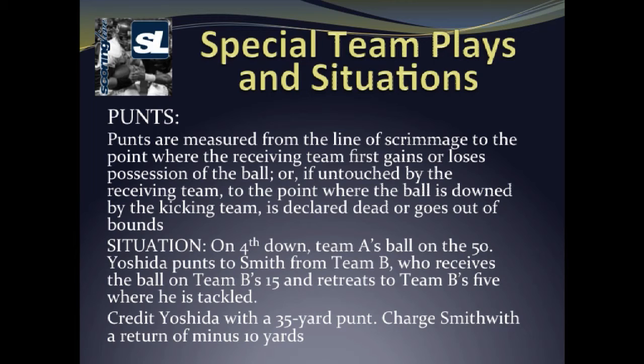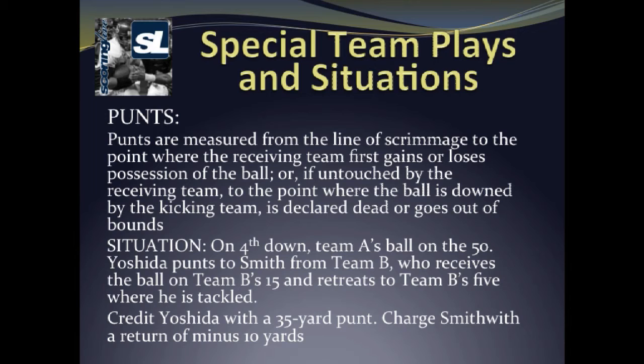Punts. Punts are measured from the line of scrimmage, not from where the guy's punting, which is about 15 yards behind the line of scrimmage, to the point where the receiving team first gains or loses possession of the ball. If it is untouched by the receiving team, to the point where the ball is downed by the kicking team, is declared dead, or the ball goes out of bounds.